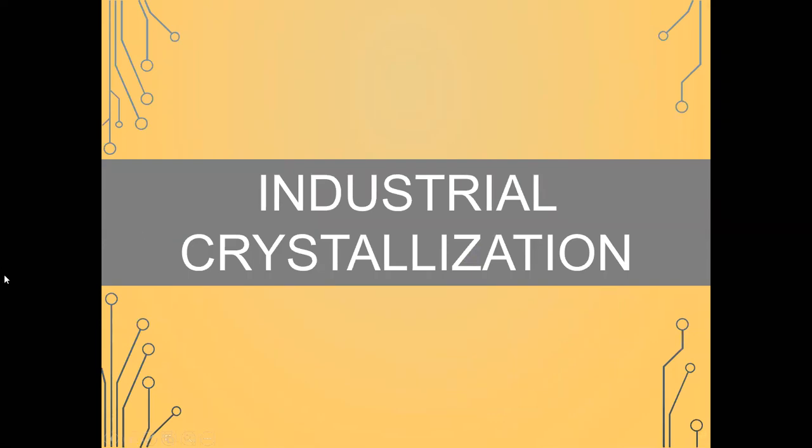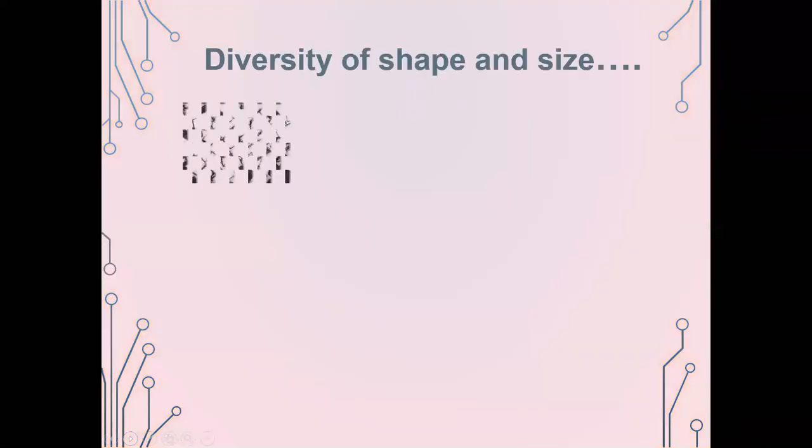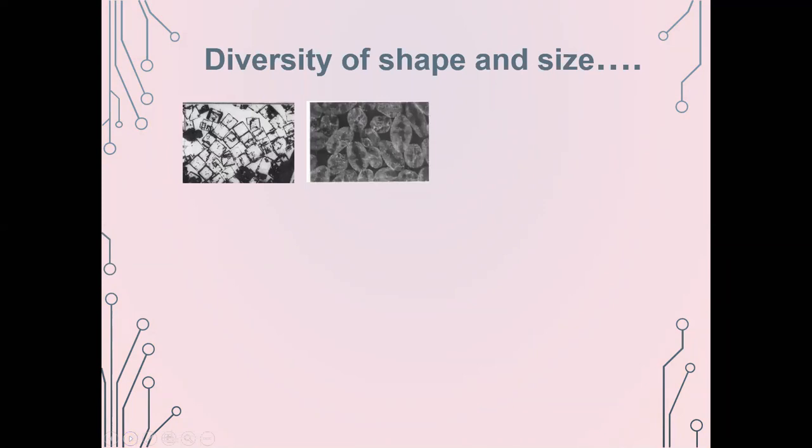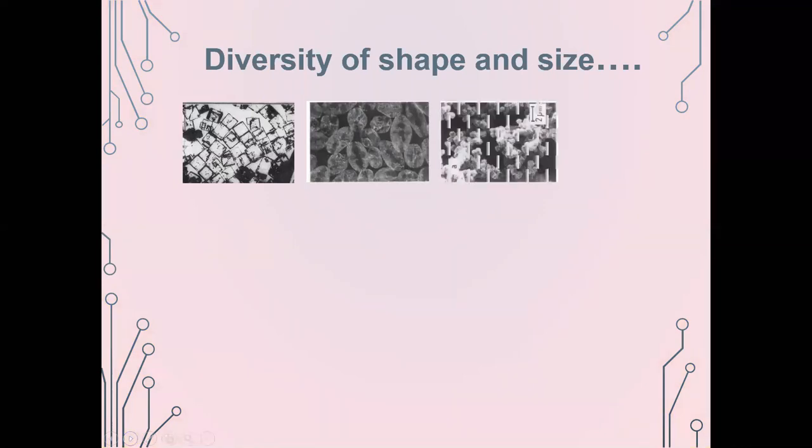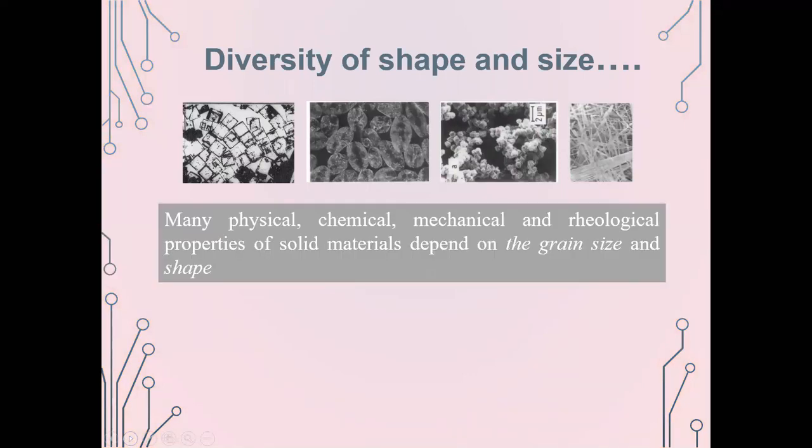Now we go to industrial crystallization, wherein we're really going to look into the different crystallizers or equipment where crystallization is happening. We are to look into the diversity and the size of crystals that are being produced during crystallization. Many physical, chemical, mechanical, and even rheological properties of solid materials depend on the grain size and shape. That is why we add this to the size and the shape, the quantity and the purity, as objectives in the production of crystals.